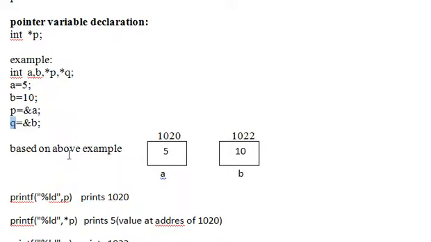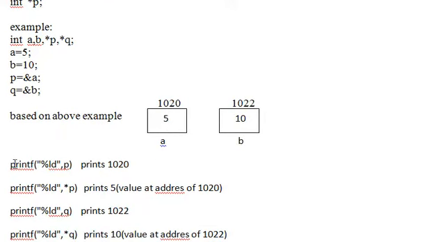Based on the above example, a equal to 5, b equal to 10. So this is a, and variable a has the value 5. Here this is b, and variable b has the value 10. When we declare these variables a and b, some memory will be allocated for them. For example, this memory is 1020 for variable a and 1022 for variable b. Now the address of a is 1020, and the value of a is 5.